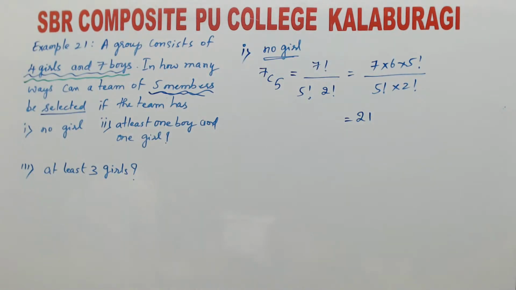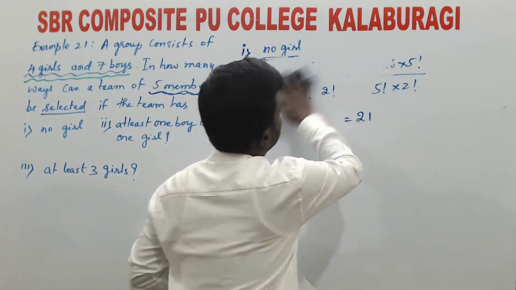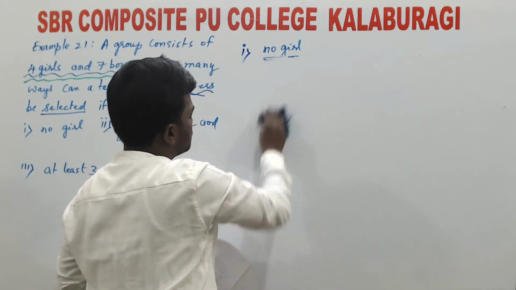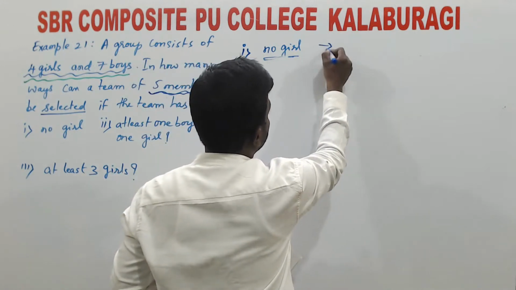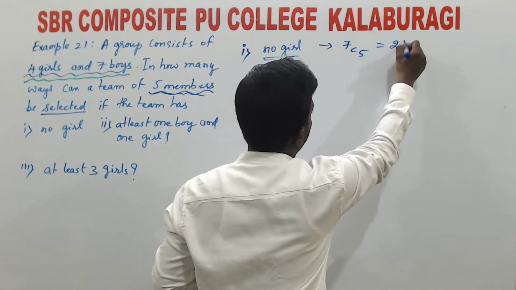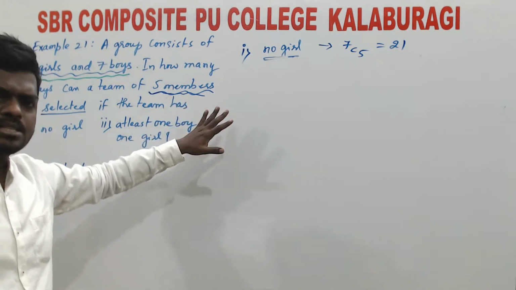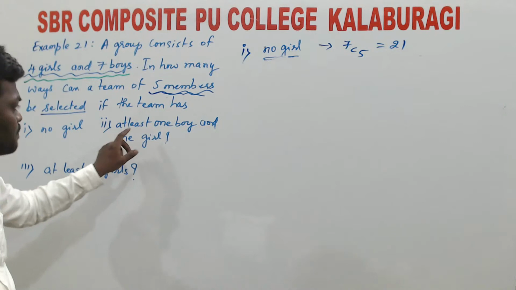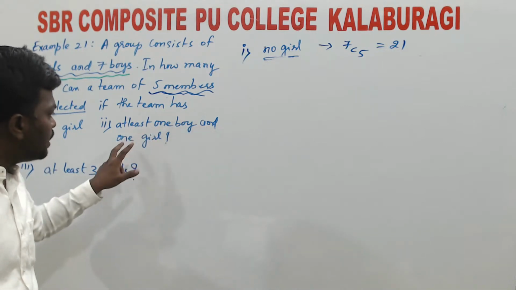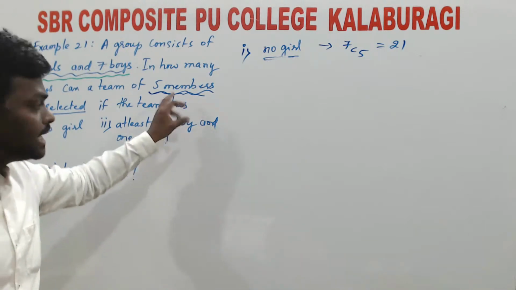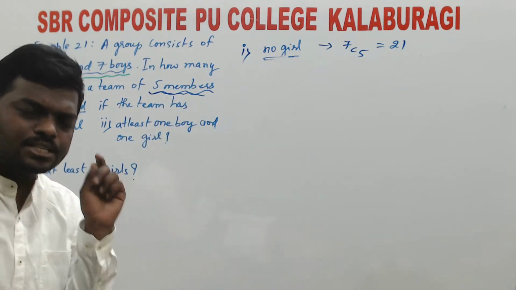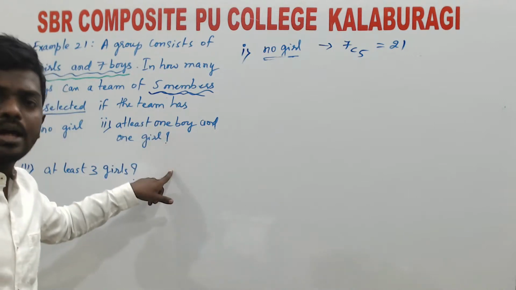So now let me see the second one. So no girl, how many ways could you do this? 7C5 which is equal to 21. Now the second part of the question. Now the second part, you have to make a 5 members team only. But the second part condition is at least one boy and one girl. Means in the team of 5 members, there must be at least one boy and one girl also.